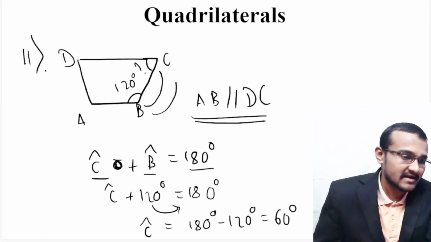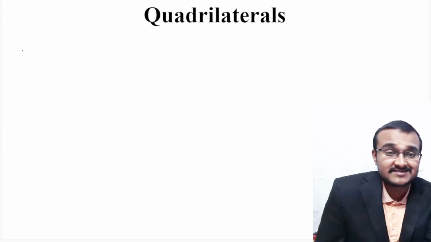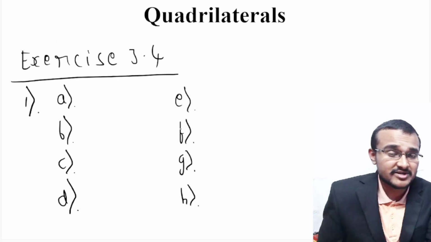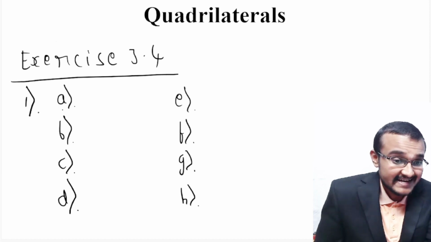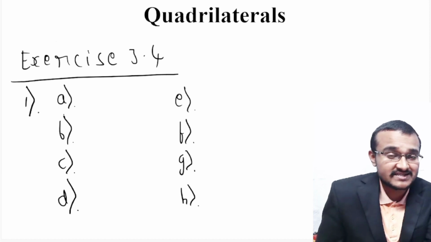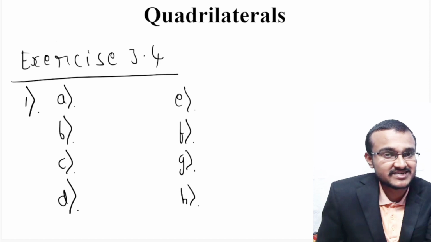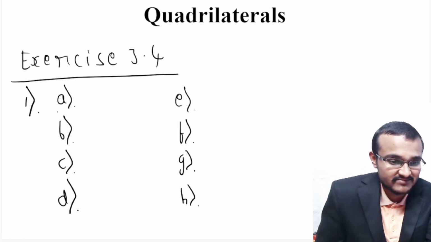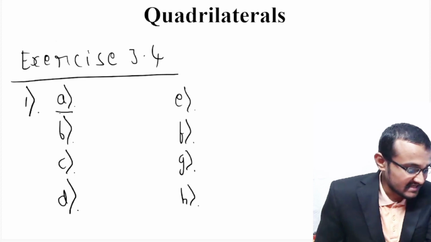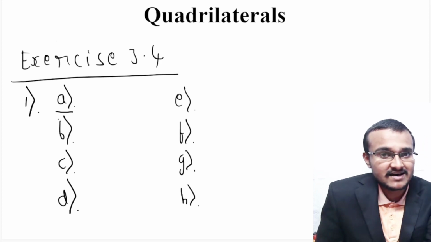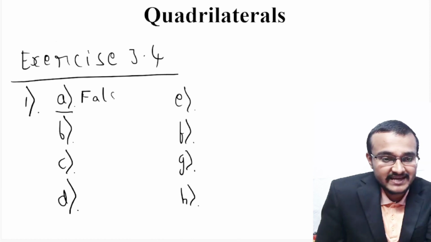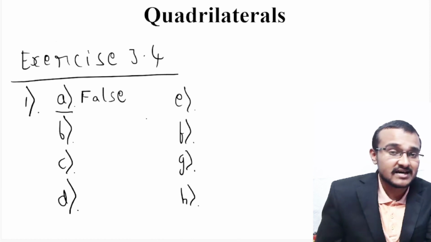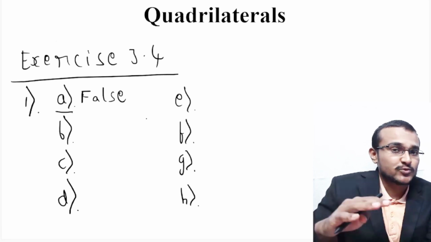So now let us move to exercise 3.4. Coming to the first question in this exercise 3.4, you have 8 statements in this first question, and that is true or false. You should state whether these statements are true or false. So coming to the first statement, that is A. There they have given all rectangles are squares. It is false. So the answer for A is false, because all rectangles are not squares.